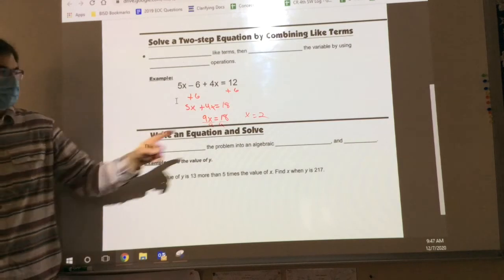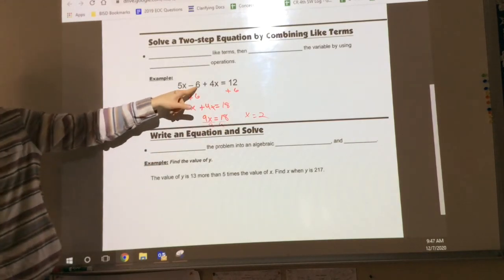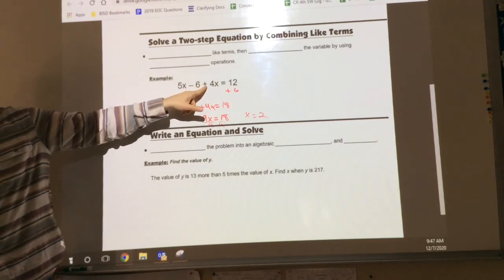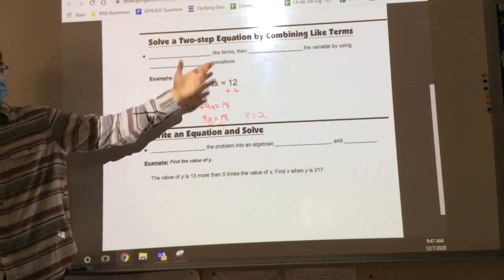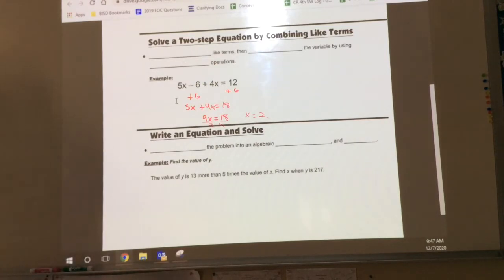Now, if I wanted to check this one, I would have to plug that x, the 2, into both of these. 5 times 2 is 10 minus 6, which is 4, plus 4 times 2, which is 8. 4 plus 8 is 12. Feel good there? All right, let's do some more practice ones.